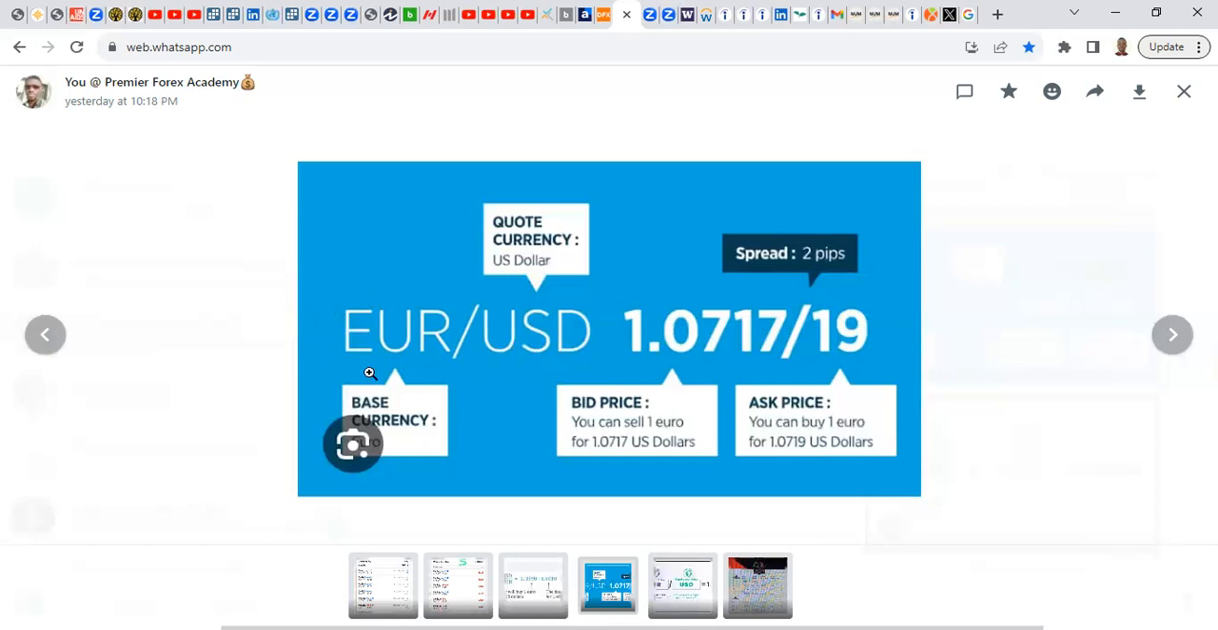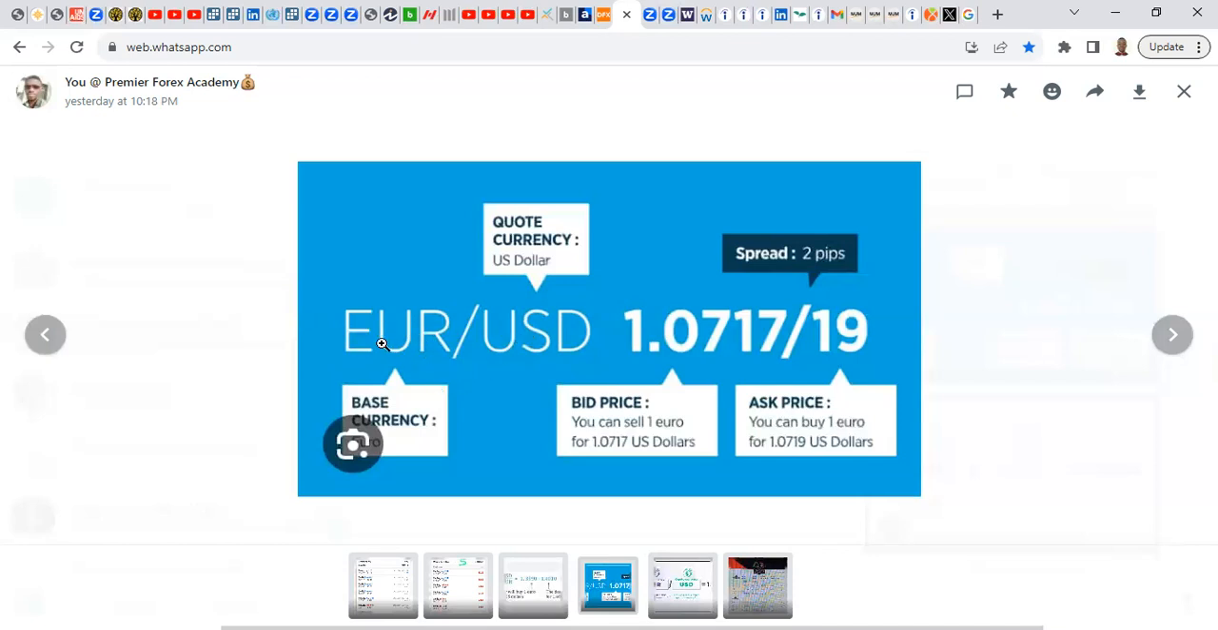Anything you are doing is based on the base currency. So if Euro is stronger than USD, that means I want to buy Euro and I'm selling USD. Don't forget, whatever order you place directly affects the base currency. If I'm buying this currency pair, Euro USD, I'm buying Euro, I'm selling USD. If I'm selling this currency pair, I'm selling Euro, I'm buying USD.